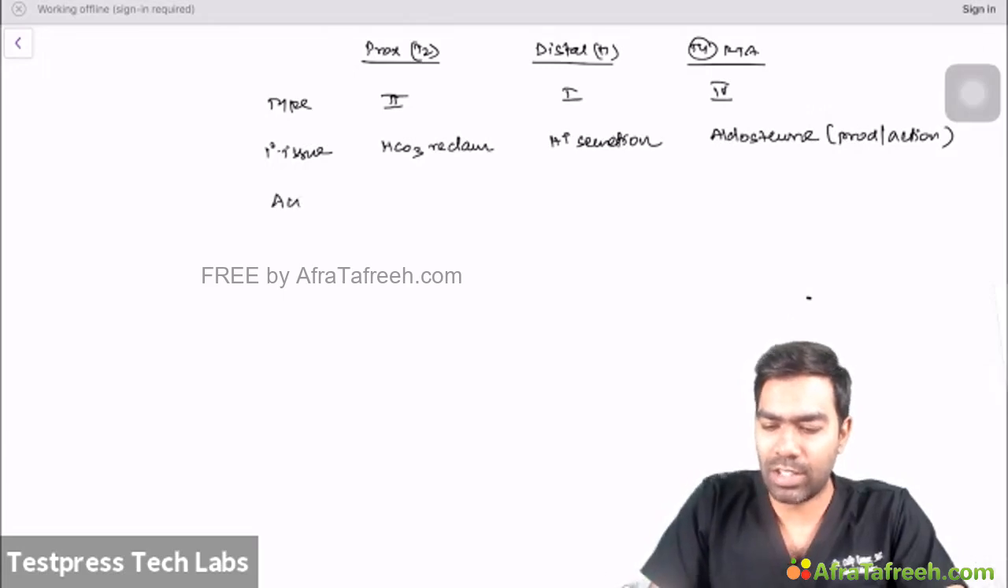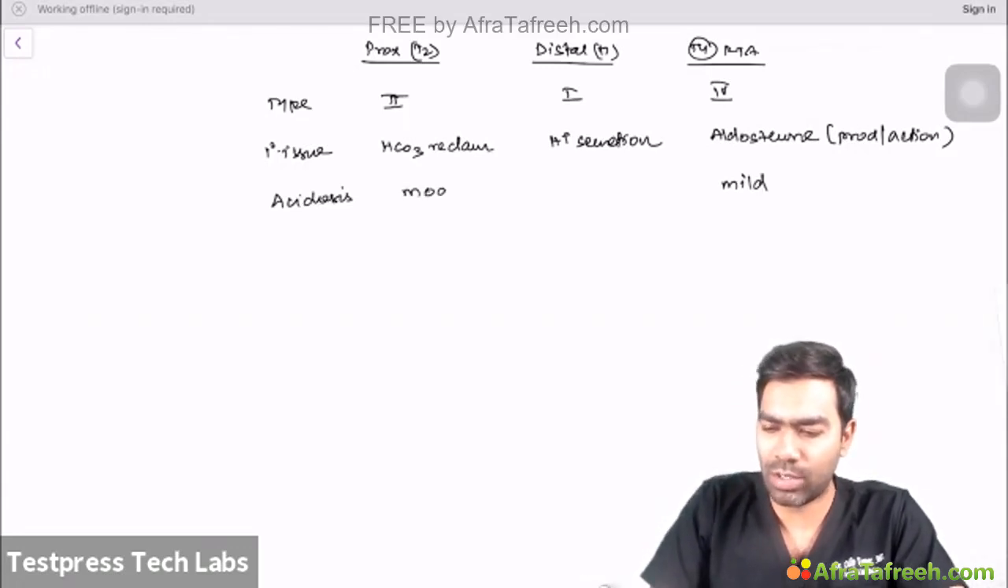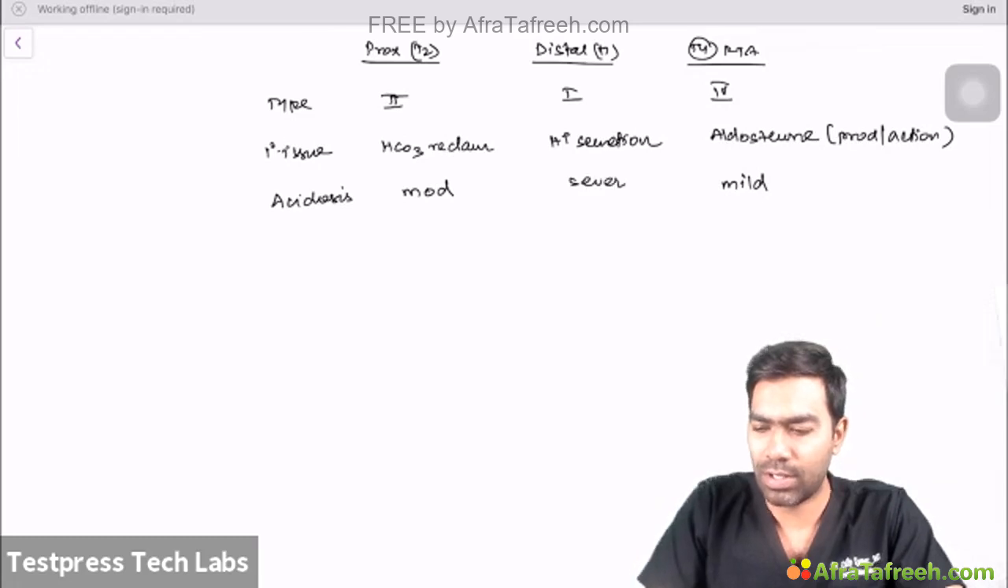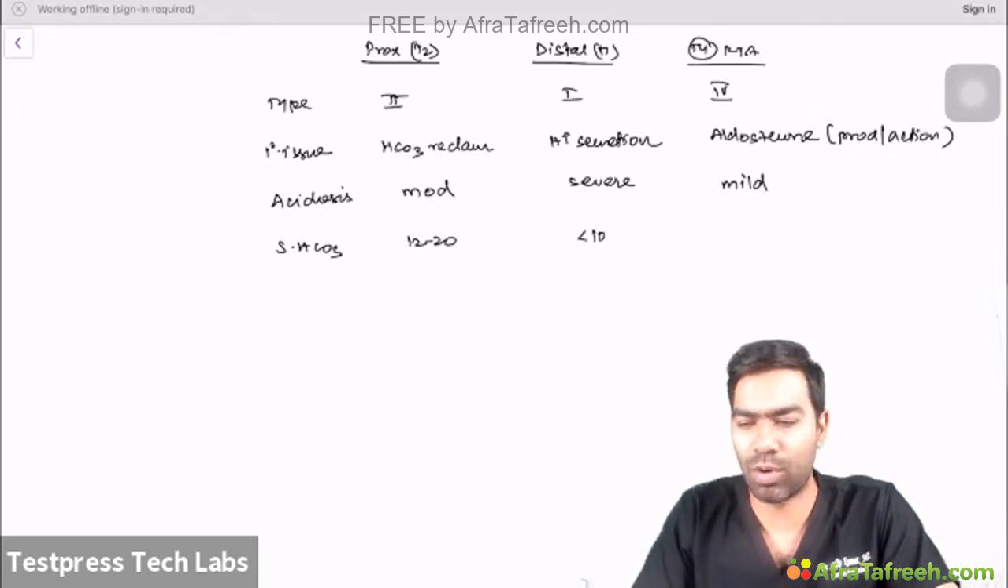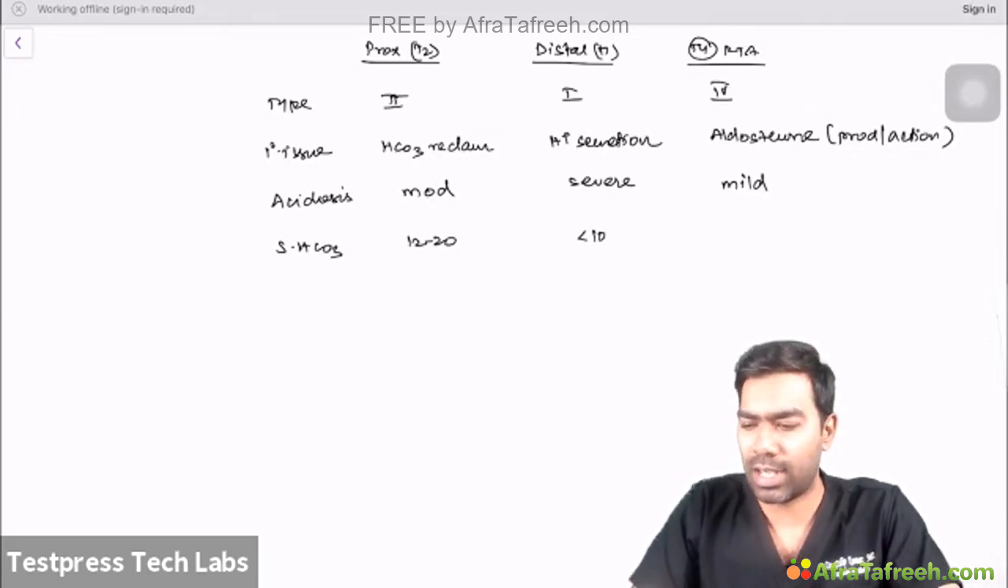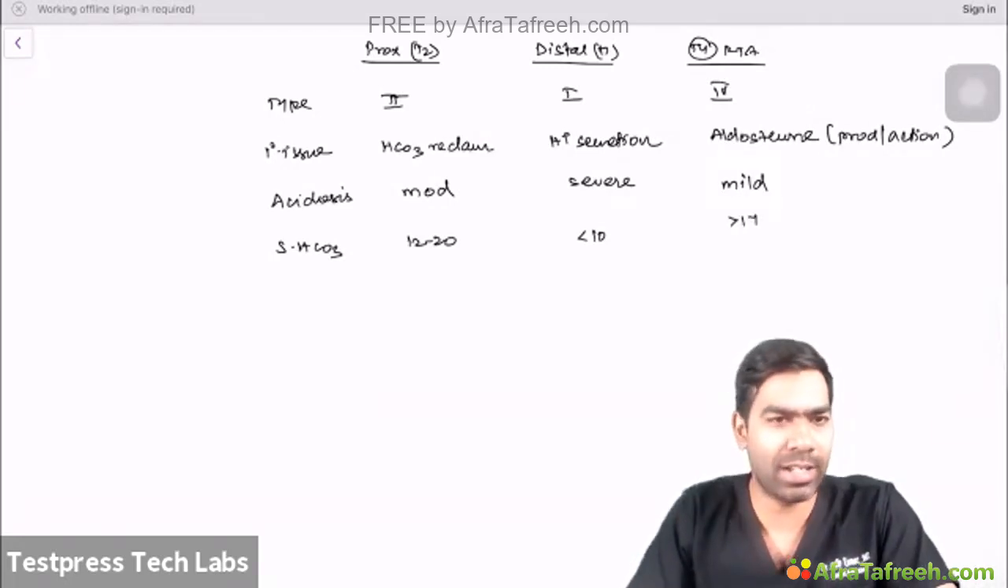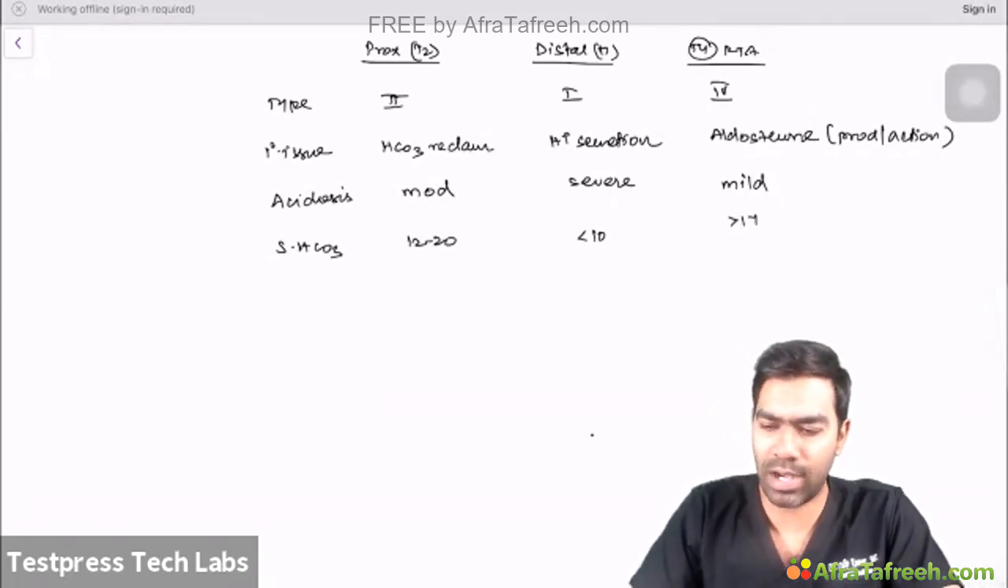So as far as the acidosis is concerned, the mildest form of acidosis you will encounter in type 4 RTA only, I told you. And moderate acidosis here and severe acidosis here. That can be substantiated by the serum bicarbonate. In type 2, it will be 12 to 20 usually. It will be less than 10, usually around 5, 4 only in the setting of type 1 RTA. And type 4 RTA, it will be more than 17. Still, it will be less than 24, but more than 17. Very mild acidosis.